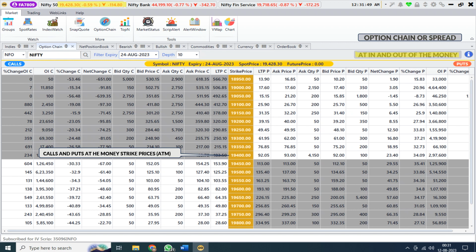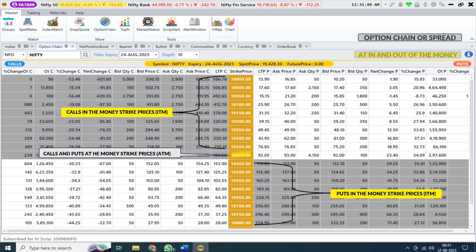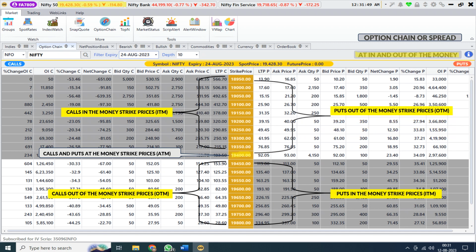Whereas all the strike prices below the set at the money strike price 19,400 are in the money strike prices for call options. Contrarily, all the strike prices above the set at the money strike price 19,400 are in the money strike prices for the put options. Nonetheless, all the strike prices above the set at the money strike price 19,400 are out of the money strike prices for the call options. Contrarily, all of the strike prices below the set at the money strike price 19,400 are out of the money strike prices of put options.